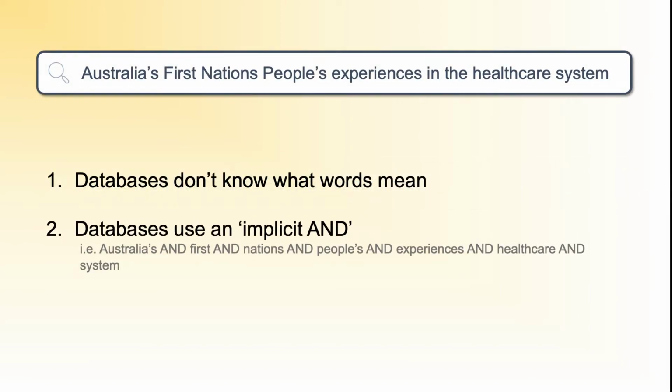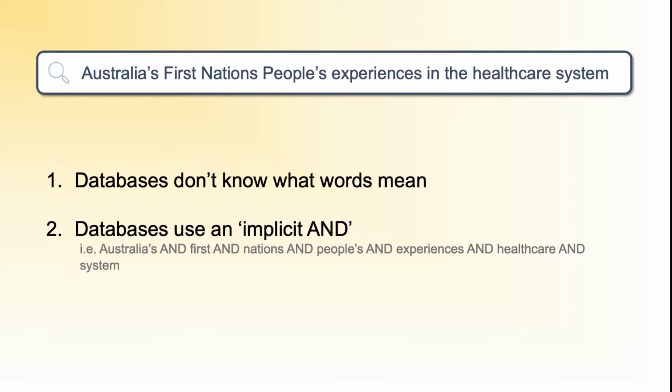Firstly, the student who created this search seems to have forgotten that databases and search engines don't know what words mean. All they can do is match what you type into the search box with the words that are in the database. So I'd say there are a few important words missing from this search, like maybe Aboriginal or Indigenous.